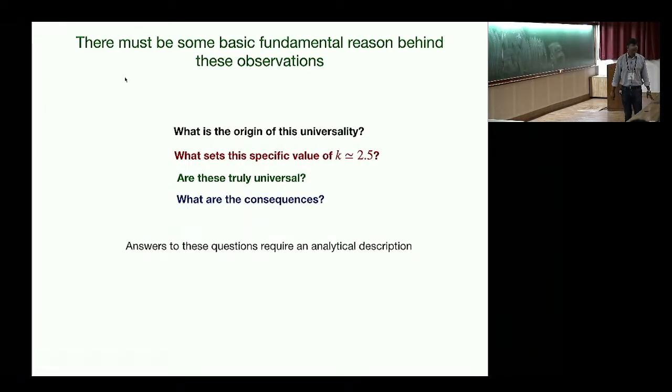So the questions that we wanted to address in this direction are, first, what is the origin of this universality? What sets this specific value of k, 2.5? And another question is whether these findings are truly universal, because addressing that from experimental or simulation data is non-trivial. And what are the consequences? Answers to these questions require an analytical description, and this is what I will do first, and then we'll get to the comparison.